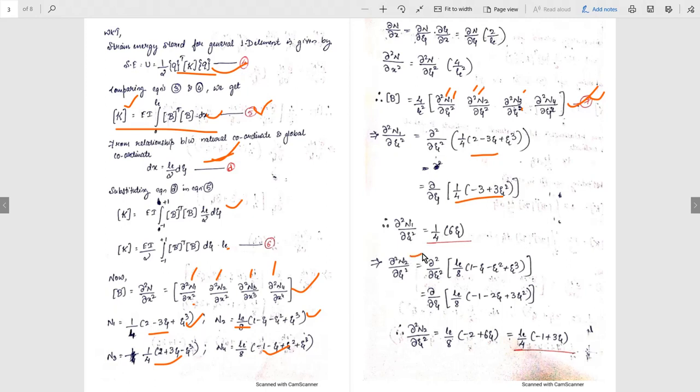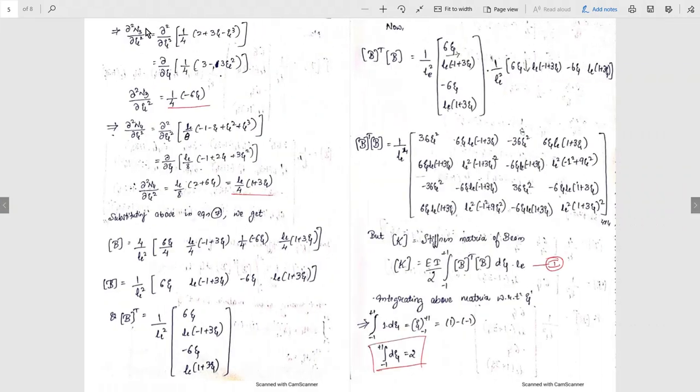Then similarly you do it for dou square N2 by dou xi square. This is N2. Differentiate it once, you will get this term. When you differentiate it again, this is what you get. Taking 2 out common, this is what you get: le by 4 minus 1 plus 3 xi. Then next is dou square N3 by dou xi square. So this is your N3. Differentiate it once, you'll get this. When you differentiate it twice, this is what you get: minus 6 xi by 4. Similarly you do it for N4. This is the expression you'll be getting.